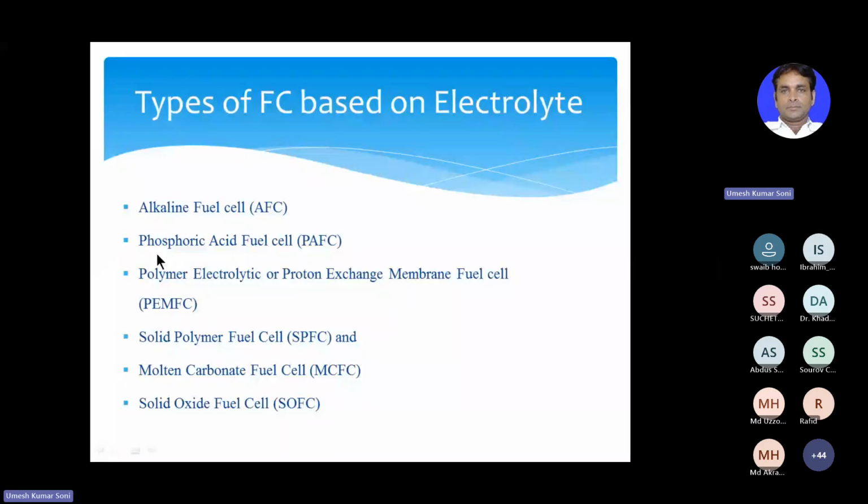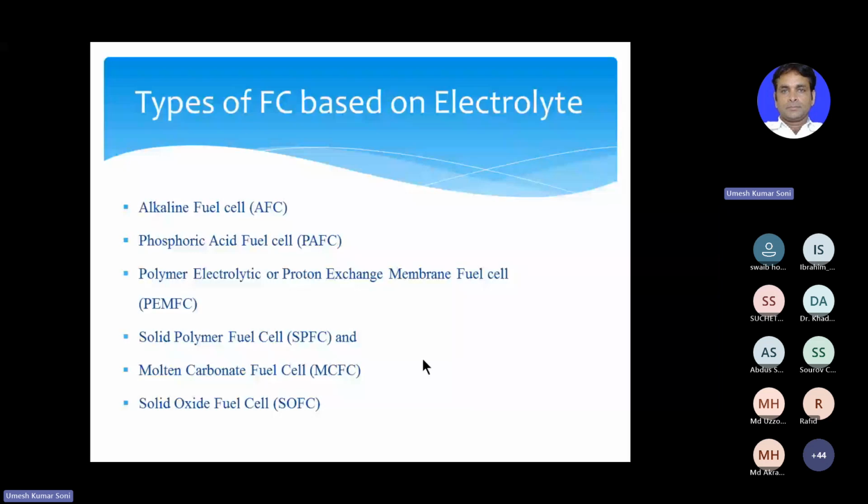We have here the name according to the electrolyte type, and here the name according to whether it is transferring H plus or OH minus. If there is a process of H plus, then this is called the proton exchange. If there is a process of OH minus, then that is called the anion exchange membrane fuel cell. Here we have the solid polymer fuel cell, SPFC, the molten carbonate fuel cell, MCFC, and solid oxide fuel cells.